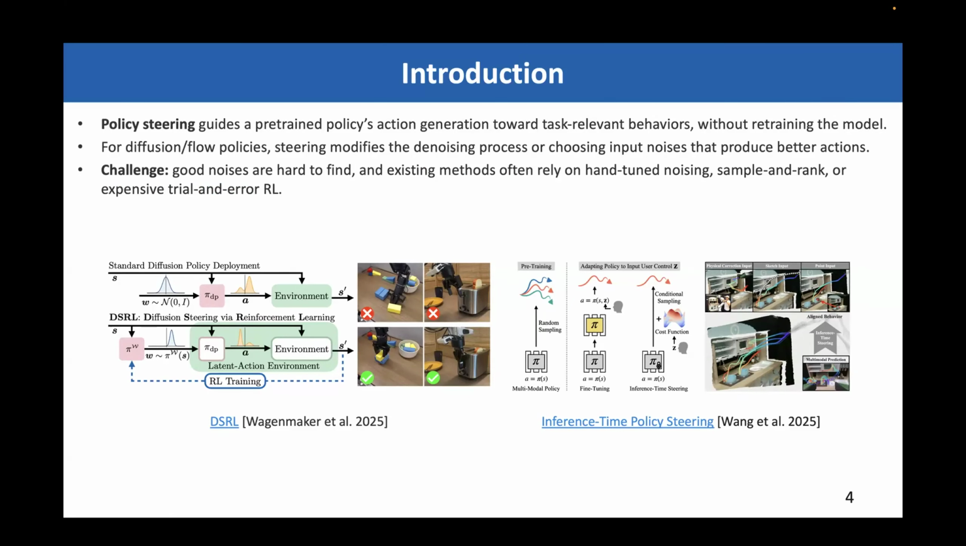But currently, there are some challenges with policy steering. One is that, for example, good noises are very hard to find. And usually the previous work referred to methods such as trial and error through reinforcement learning, such as DSRL from Wagenmaker 2025. But these methods are usually very expensive and very time consuming to implement.